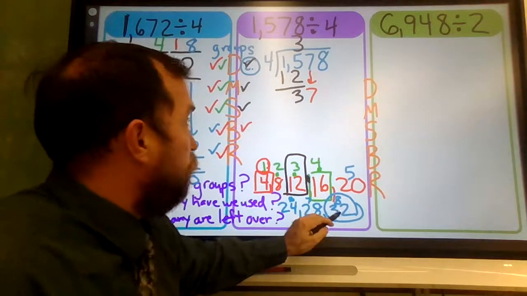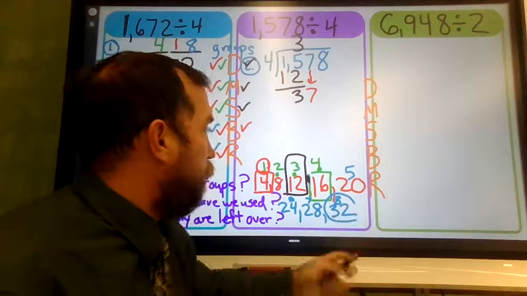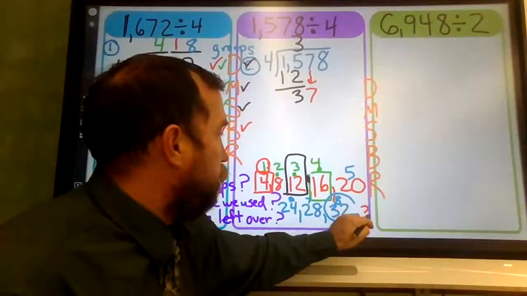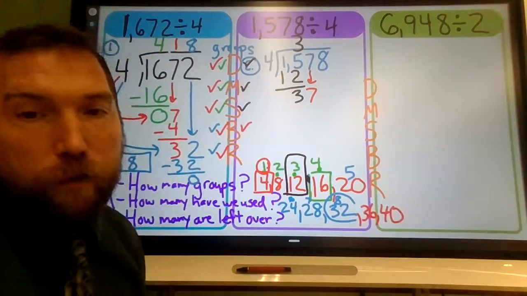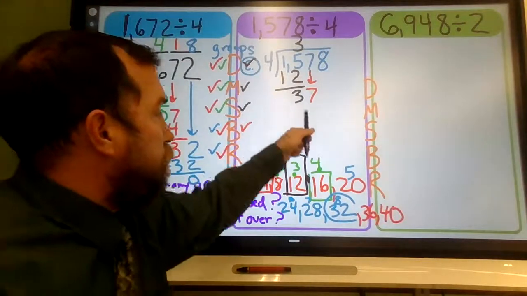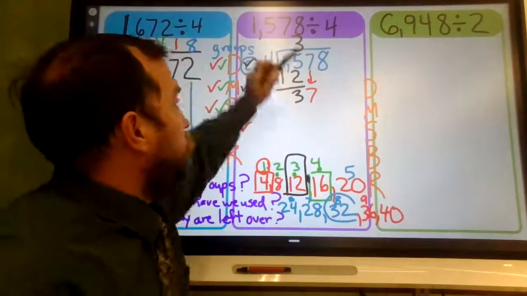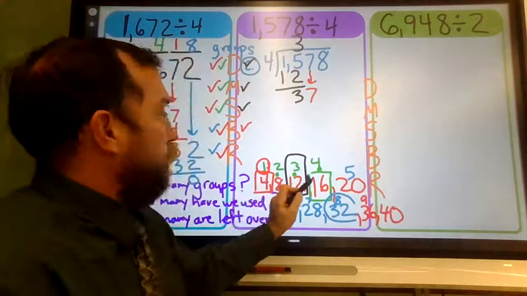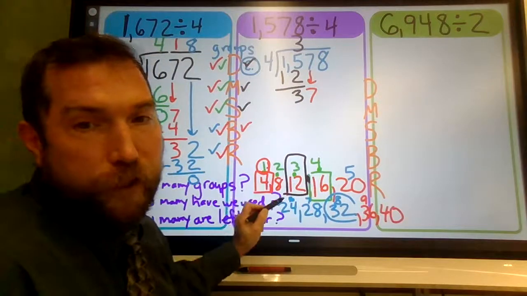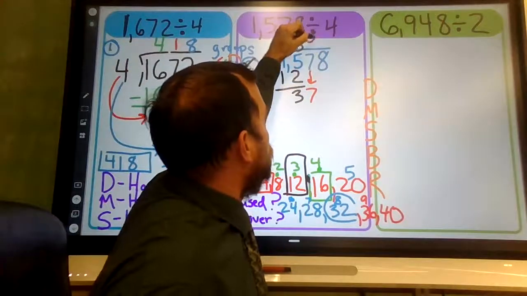I still didn't finish on my chart. I think I can maybe get closer. 32 was 8 groups. Let's see if I can get closer. Next would be 36, and then 40. 37, and so that's 9 groups. That goes up top, in groups. That's 1, 2, 3, 4, 5, 6, 7, 8, 9 whole groups.